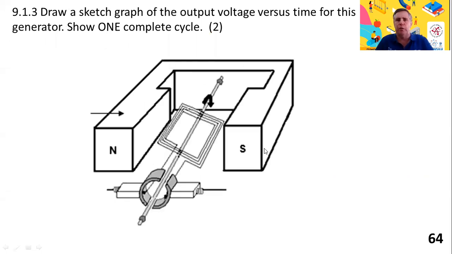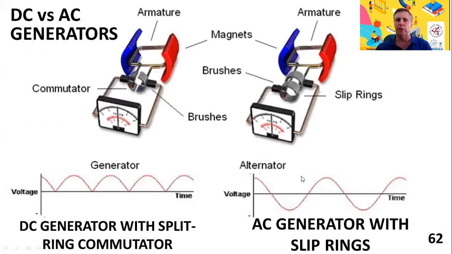Now you're asked to draw a sketch graph of the output voltage versus time for this generator and show one complete cycle. Now please don't forget that we've established that this is a DC generator. On page 62 in your books, we talked about this earlier in the video. You've got this comparison of DC and AC generators. Here we have the one on the left, the DC generator. So the output voltage graph looks like this.